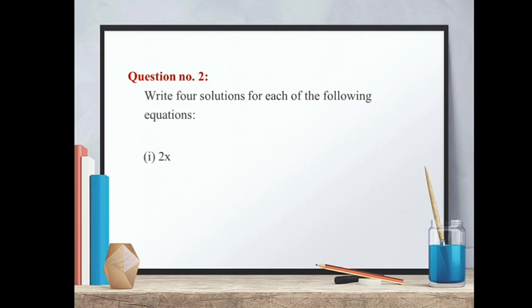So the first equation is given: 2x plus y equals 7. Second is pi x plus y equals 9. Third is x equals 4y. So let's take out the solutions for these 3 equations.